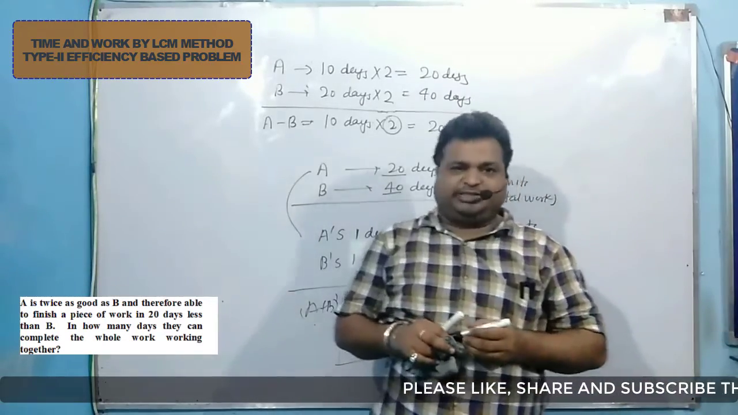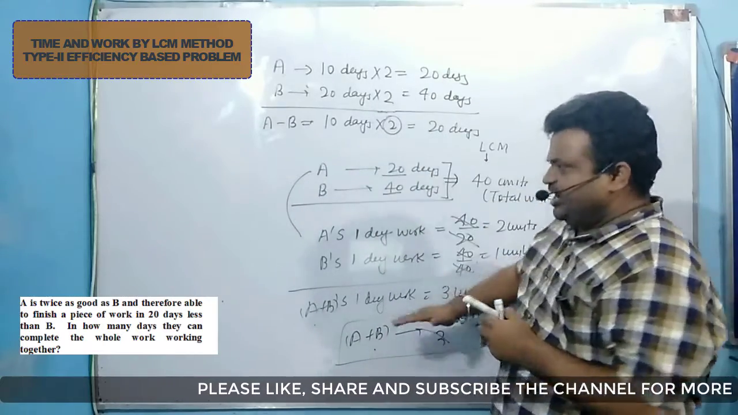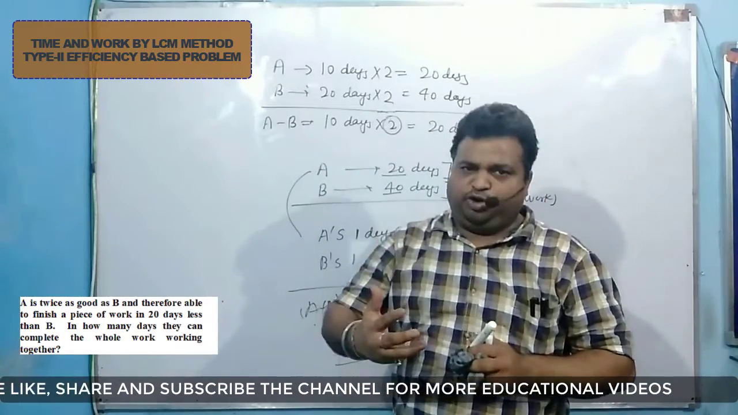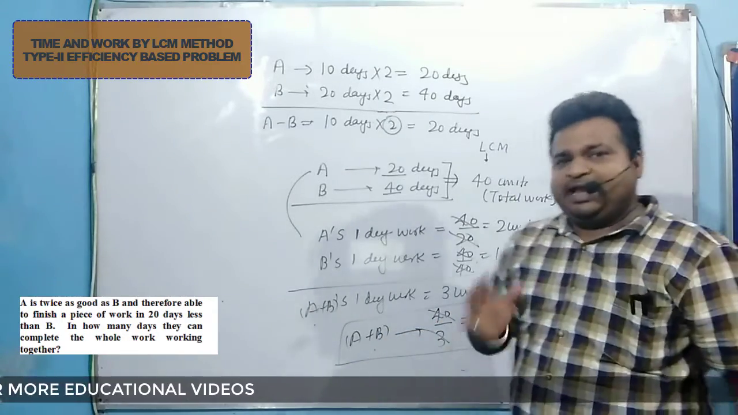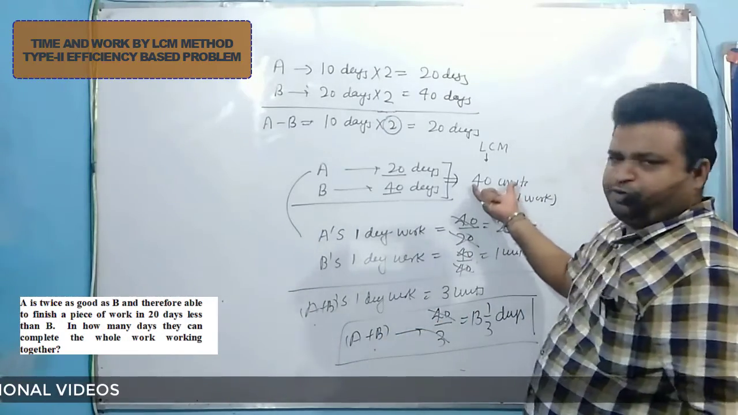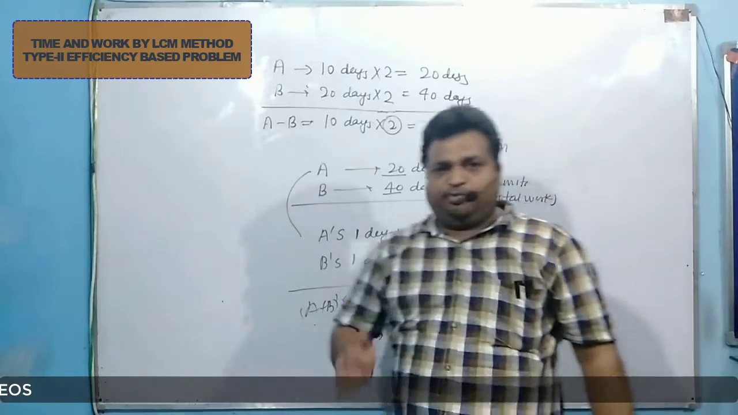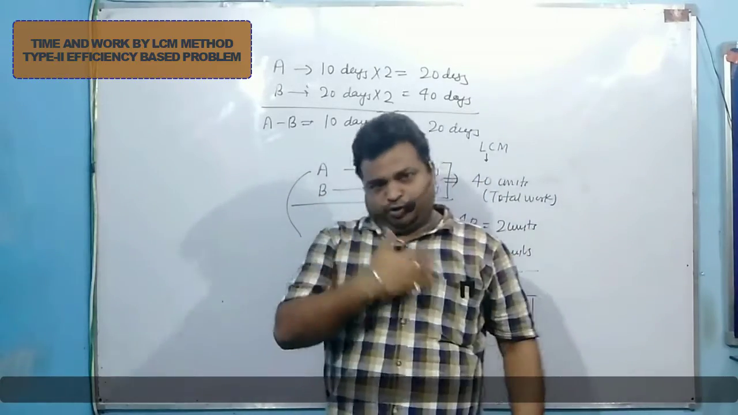So this is the concept. Again, the same procedure, the same thing I follow to find out how much time A and B take together to complete the entire work. 40 units is my total work. Clear? Now move to the next question, which is similar to this kind.